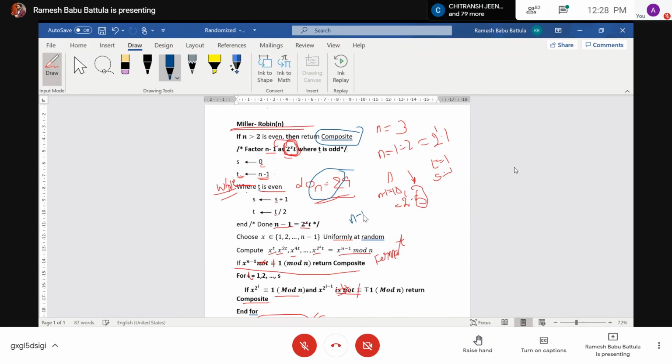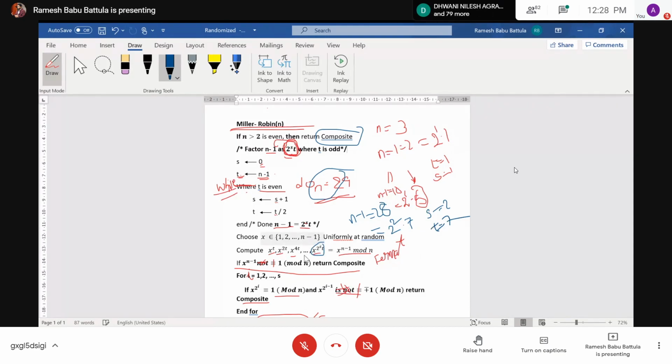That means your n minus 1 is equal to 28, which you can represent with the help of 2 to the power 2 into 7. That means your s value is equal to 2 and t value is equal to 7. Are you clear? Now you have to compute this one.